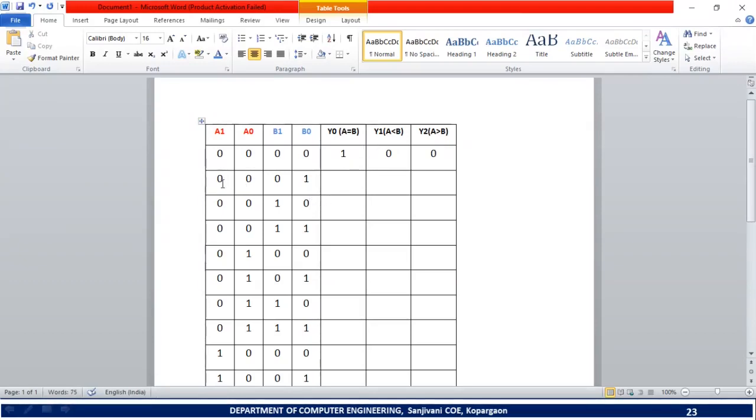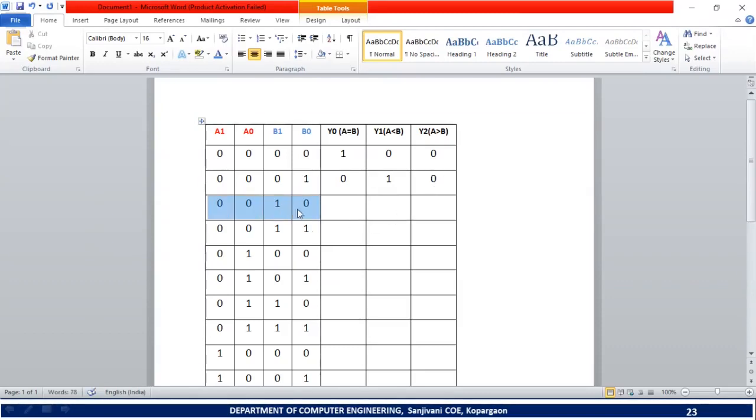Now consider the next row. Here, what is the value of A? A is 0 0. What is the value of B? B is 0 1. It is a binary number. Please try to understand, it is a binary number. Convert it into decimal. So what is the decimal equivalent of 0 1? It is 1. So which is greater? B is greater. So that's why this output should be 1. Okay, and the remaining two outputs should be 0 0.